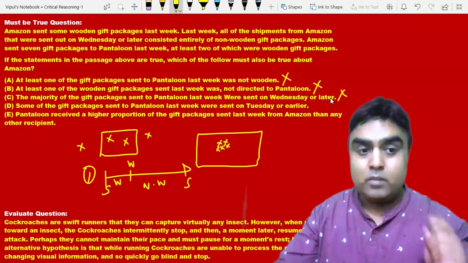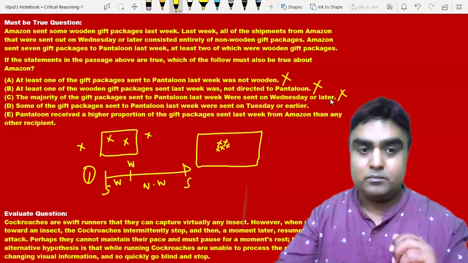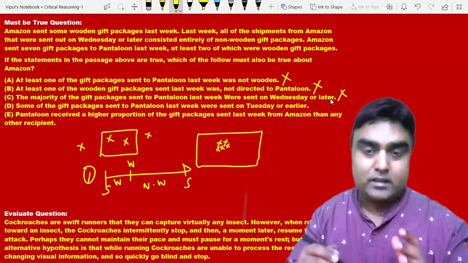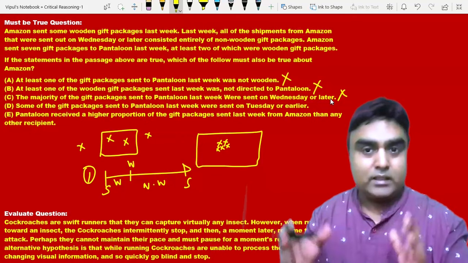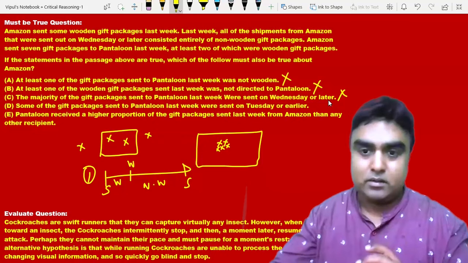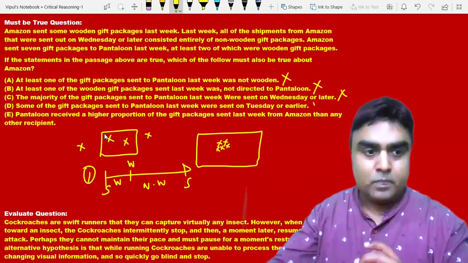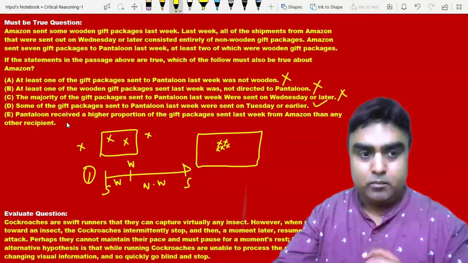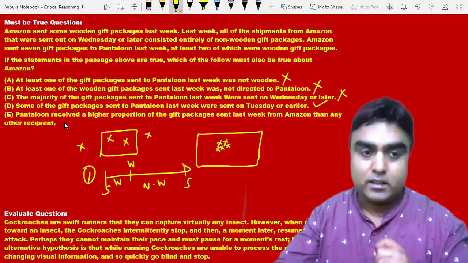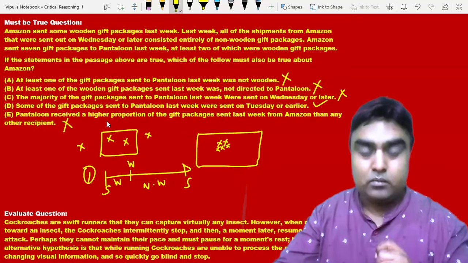Some of the gift packages, the D option, sent to Pantaloon last week was sent on Tuesday or earlier. Now this is the right answer because we know at least two, one या दो wooden है और वो Tuesday से पहले ही जा सकते हैं. So this becomes the answer. The last, the E option: Pantaloon received a higher proportion of gift packages sent last week from Amazon than any other recipient. Obviously, I don't know.